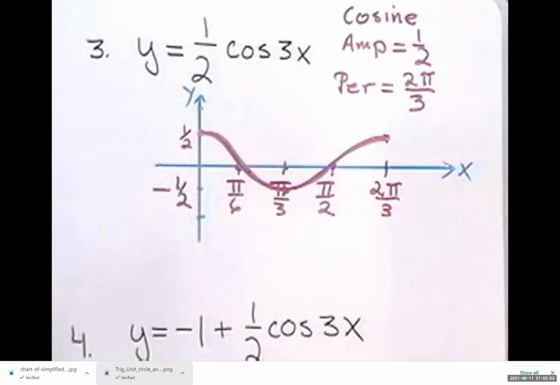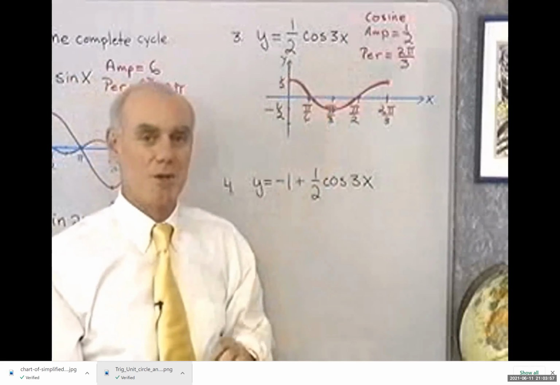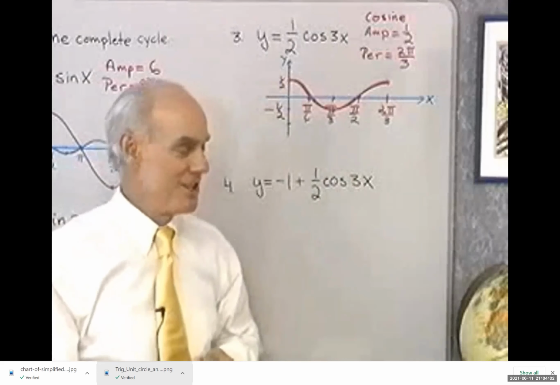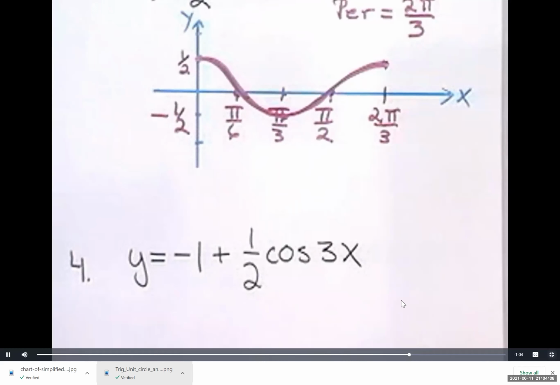A nice quick way to sketch these curves is just identifying these coefficients and how they affect the amplitude and period of the graph. Our next problem is taken from the problem we just did. Let's sketch the graph of negative 1 plus 1/2 cosine 3x. Well, I already have my 1/2 cosine 3x right here.